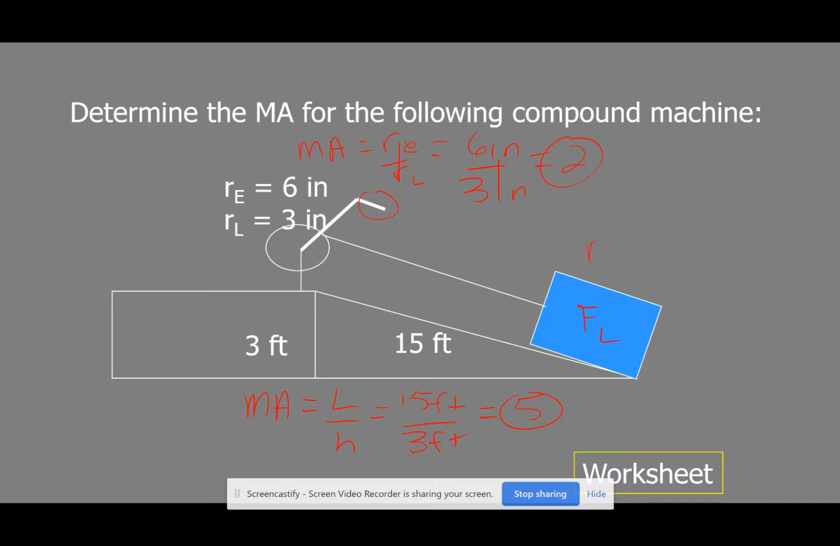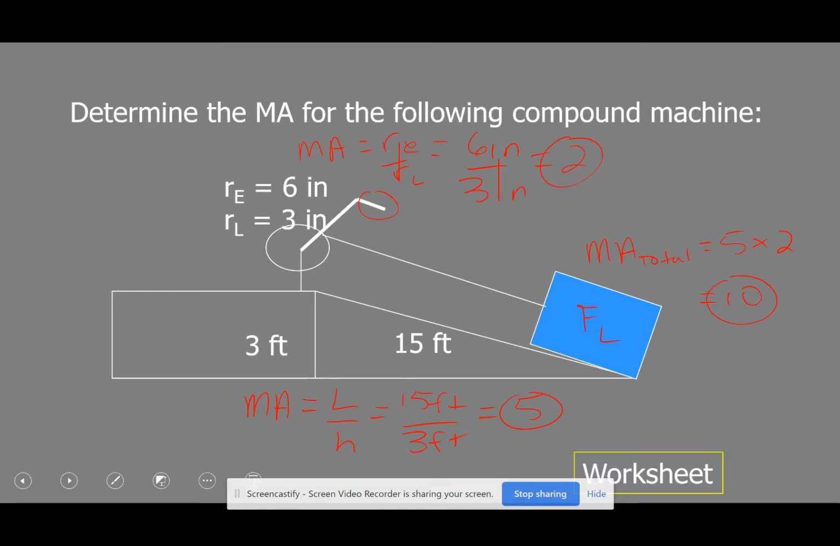So if I want my total mechanical advantage, which I'll put over here, just like the previous slide said, I have to multiply my individuals, my 5 and my 2 together to get an overall mechanical advantage of 10. So as you can see, using the wheel and axle with the inclined plane gives you more mechanical advantage and should make your work easier. So that's actually pretty much it for the PowerPoint.